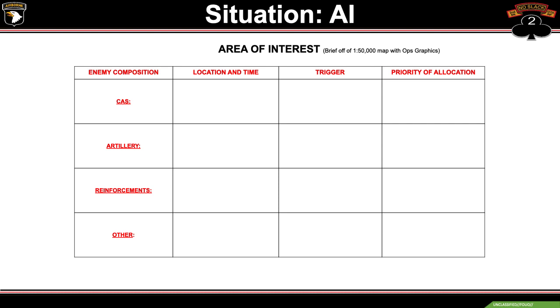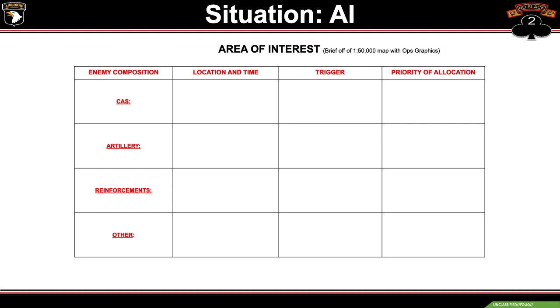So CAS, close air support, artillery, reinforcements, and any other kind of asset that the enemy can have. And you would talk about it through where they are and their location, like about what time they'd be there. The trigger being what's going to trigger that asset to come in. So is that going to be, if we were to shoot mortar rounds, is that going to be the trigger for the enemy artillery there to then start doing a counterfire against us?